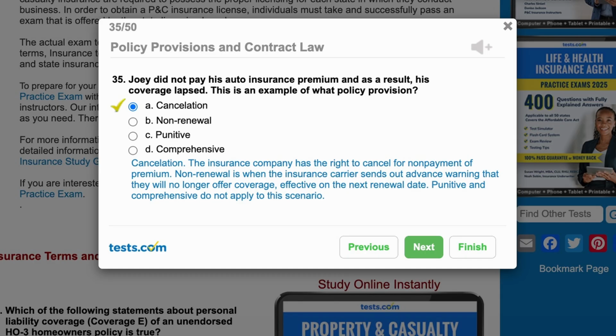Non-renewal is when the insurance carrier sends out advance warning that they will no longer offer coverage, effective on the next renewal date. Punitive and comprehensive do not apply to this scenario.